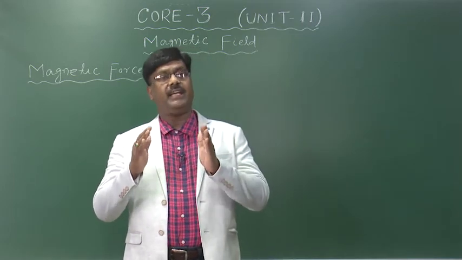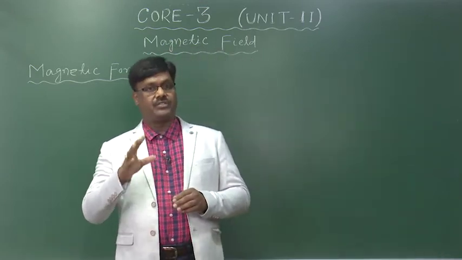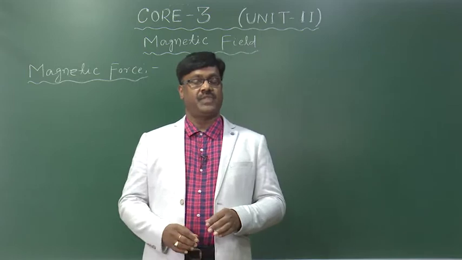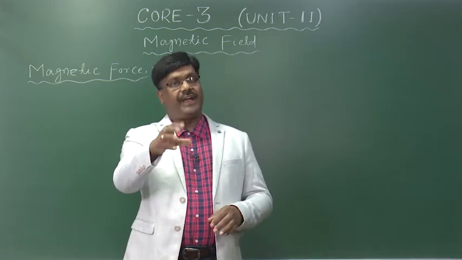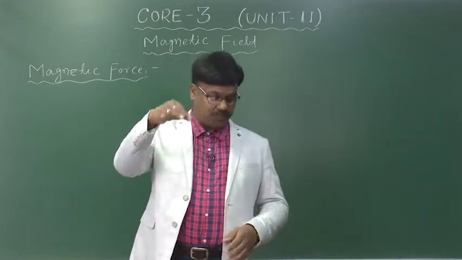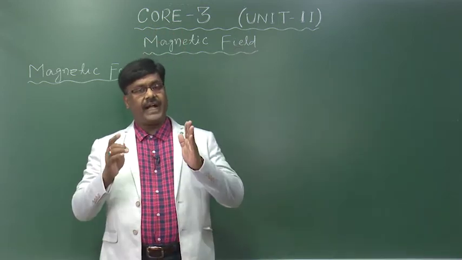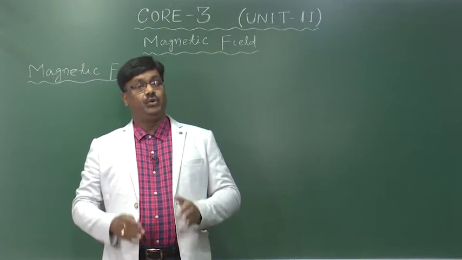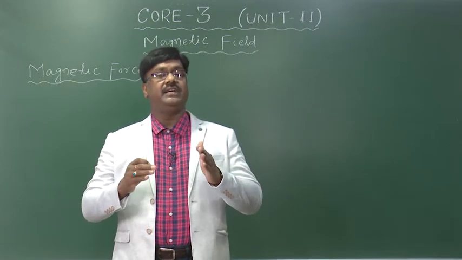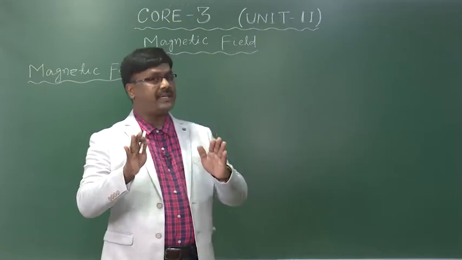A magnet is a piece of matter in which the molecular dipoles are arranged in a regular geometric pattern, and it always points in the geographic north-south direction when suspended freely on the surface of the earth. Magnet is a piece of matter. Which type of piece of matter? One in which the molecular dipoles are arranged in a regular geometric pattern. That means they are aligned in a particular direction.